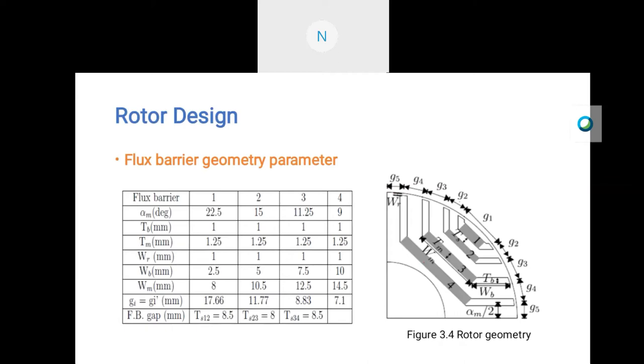Here, according to him, there is an alpha m angle, and there must be some barriers for the proper distribution of the flux in the rotor. There must be flux barriers for proper flux distribution. There is a certain value that depends on the number of stator slots and number of poles of the motor. Here our number of slots is 24 and number of poles is 4. So from the formula we calculated, flux barriers must be four. If it increases beyond 4, it will not work in a better way. So these are the values.